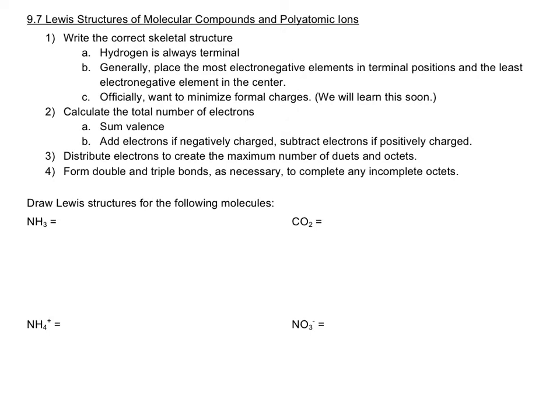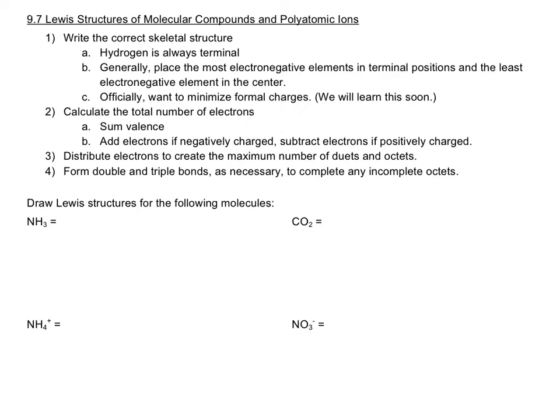The next thing you're going to do is distribute the electrons to create the maximum number of duets and octets. And then you have to form double and triple bonds if necessary, if you run out of valence electrons and you still haven't completed all of your octets. So let's just do a couple of examples of these. Hopefully it will help jog your memory.